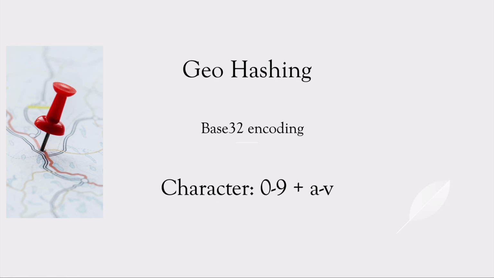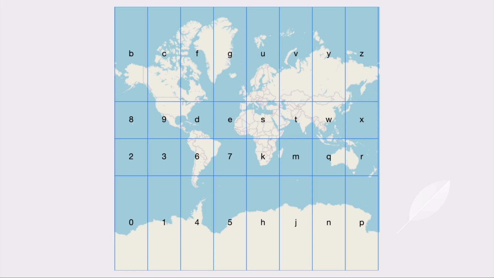Geohashing uses a base 32 encoding mechanism, where each character ranges from digits 0 to 9, with an additional 22 letters A to V. The first character of a geohash divides the entire Earth into 32 cells. Each subsequent character increases the precision by recursively dividing the parent cell into 32 smaller subcells.